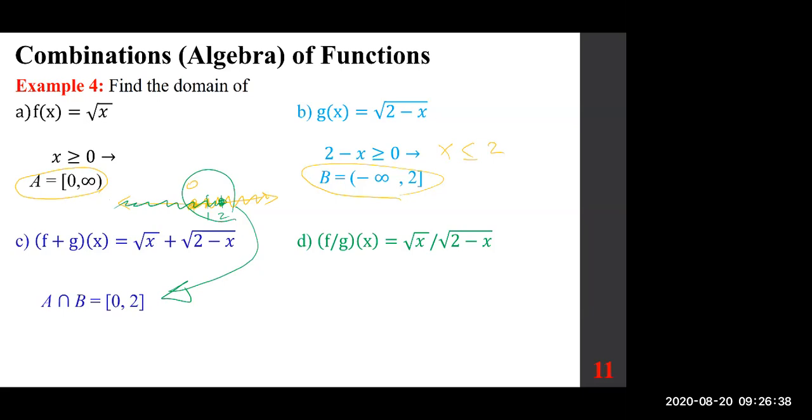The only restriction is that g can't be 0. So what makes this 0? 2, therefore 2 is out. So your domain is a little bit more restricted. Therefore, number 2 is not included. I hope everybody is following what happened. The only thing is the restriction on the denominator.